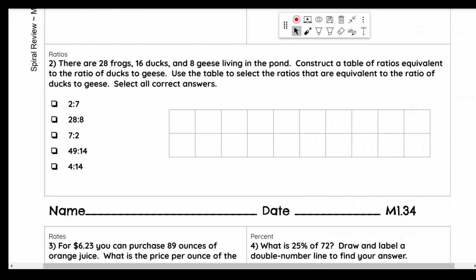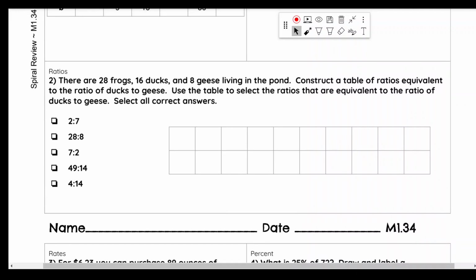Looking at number 2, 28 frogs, 16 ducks, 8 geese in the pond. Table of equivalent ratios to show the ratio of, got a typo there, should be frogs to geese. Use the table to select the ratios that are equivalent to the ratio of frogs to geese. I'll fix that before we print the hard copies.